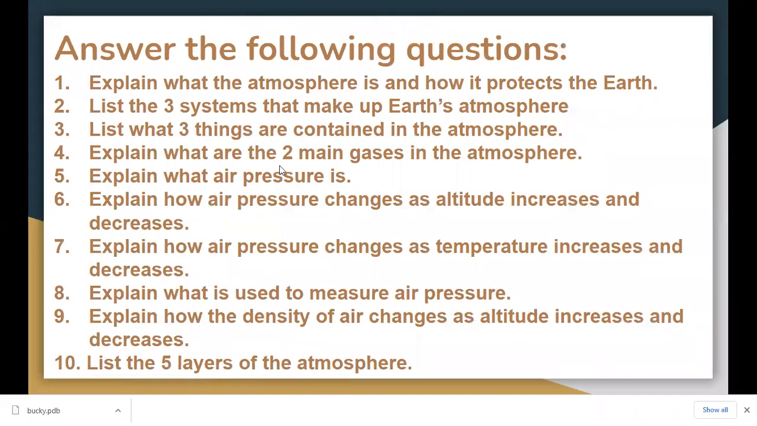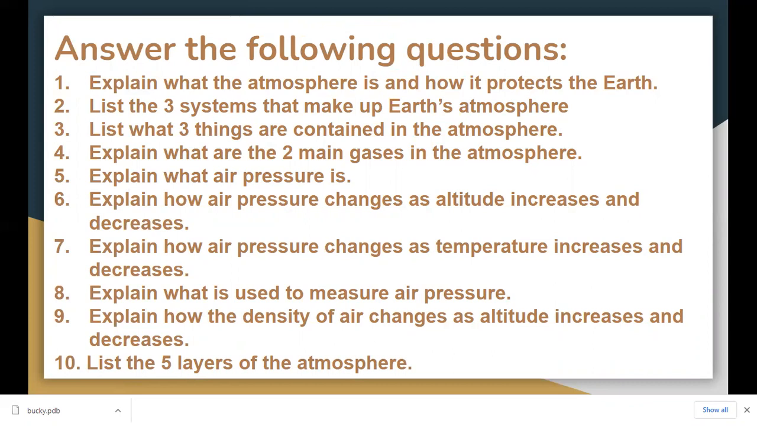Okay, we are done. So these are the questions that you have to answer. There's several of them. I believe there's a total of 20 questions. So you just go back through the slides and your answers will be found on each slide. Explain what the atmosphere is and how it protects the Earth. List the three systems that make up Earth's atmosphere. List the three things that are contained in the atmosphere. Do you remember the three things that were contained in the atmosphere? Gas, water vapor, and particles, right.